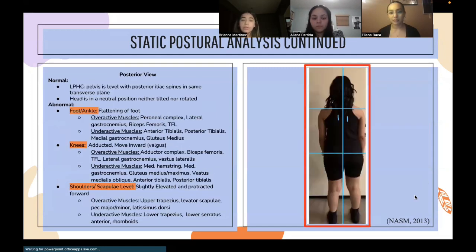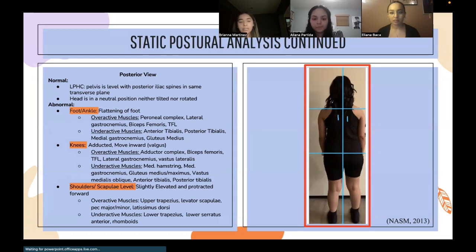As for the posterior view, it is very similar to the anterior view. Her pelvis is level with her PSIS in the same transverse plane, and her head is in a neutral position. It's neither tilted nor rotated. As for the foot, again, there is flattening of the foot. Her knees are adducted again.